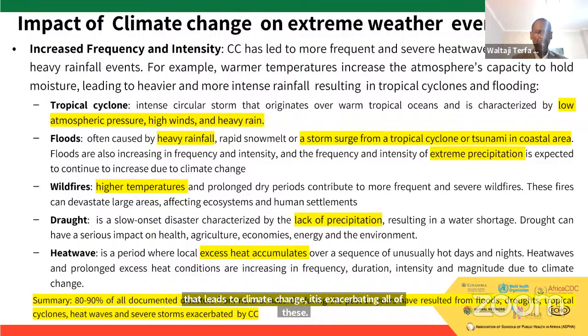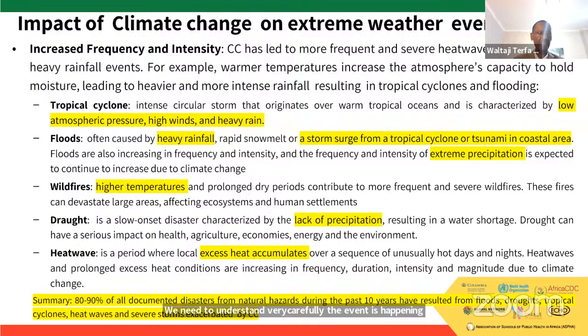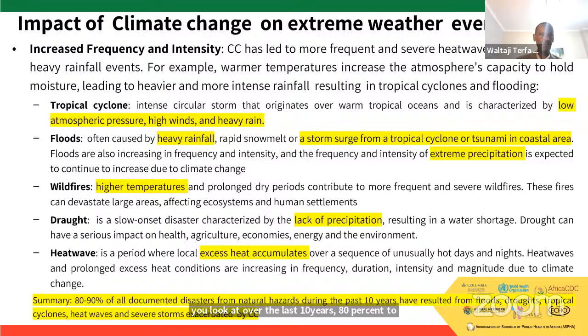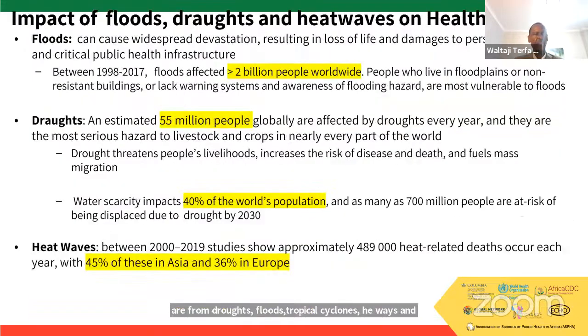So if you look at the last 10 years, 18 to 19% of all documented disasters are from natural hazards due to floods, drought, tropical cyclones, heat waves, and severe storms, which are exacerbated by climate change. So, what are the direct impacts?